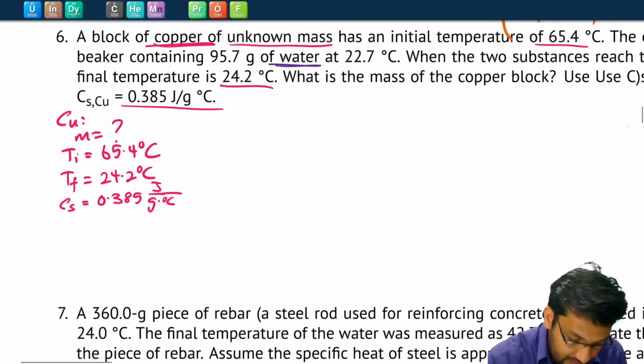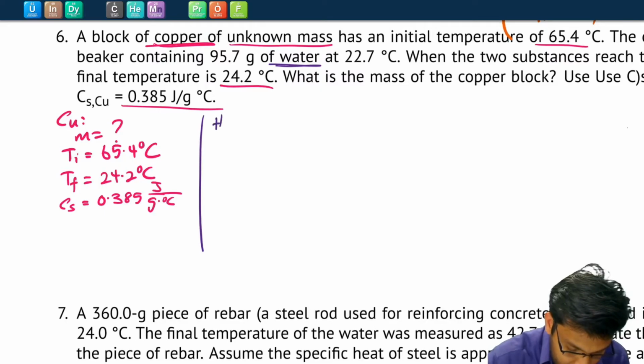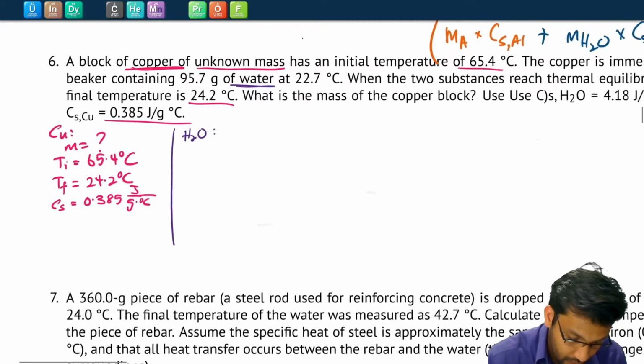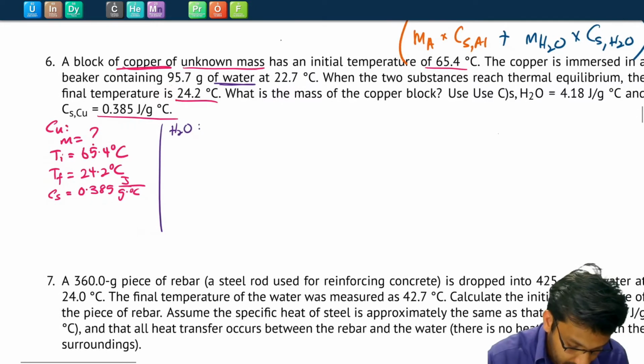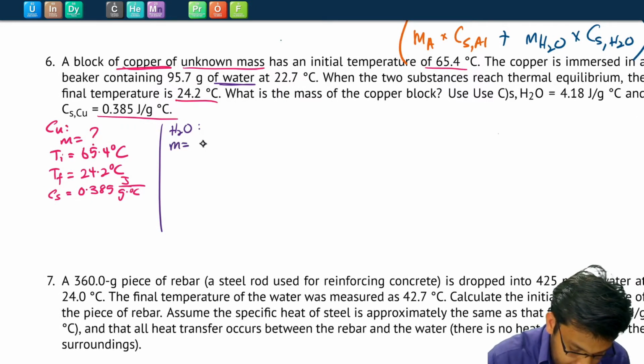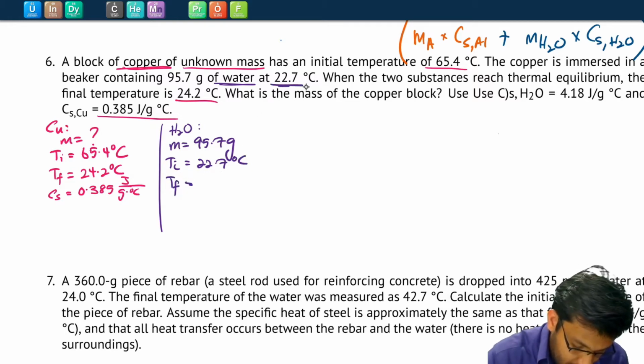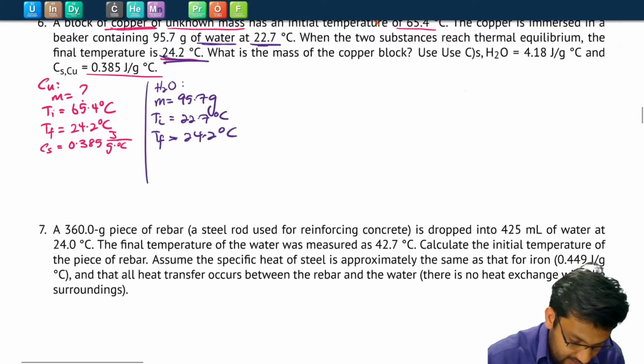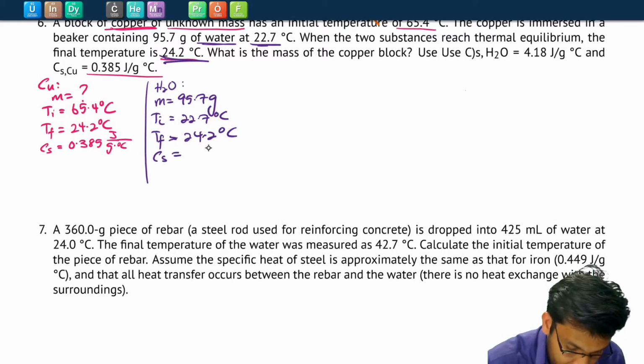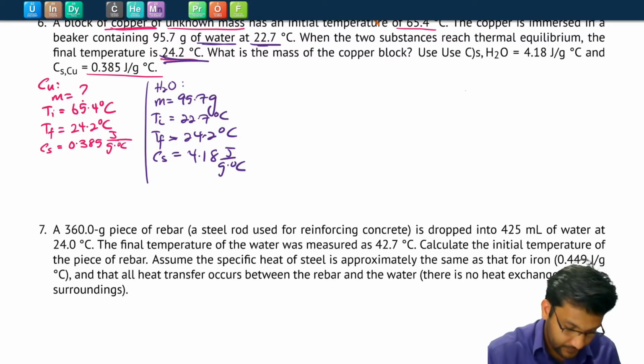Okay, let's do the same for water. Let's write all the pieces of information that we have for water. The mass of water is 95.7 grams. The initial temperature is 22.7 degrees Celsius. The final temperature is 24.2 degrees Celsius because it's at thermal equilibrium, so the final temperatures are the same. And the specific heat capacity of water is 4.18 joules per gram per degree Celsius.